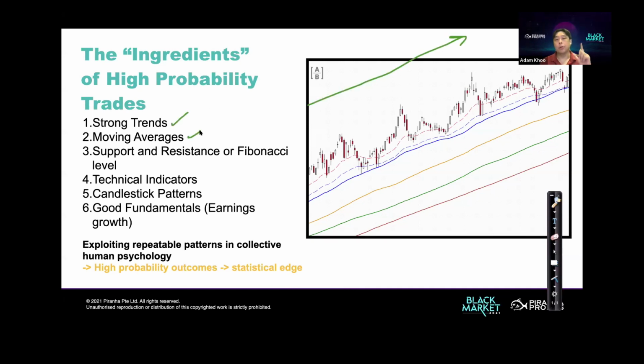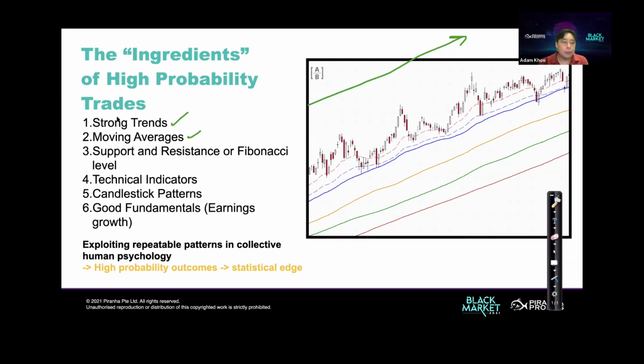All right. So rule number one, trade with the trend. If you trade stocks in a clear trend, it's a lot easier than trading stocks that are choppy. Very simple. Okay. So only trade stocks in a clear trend.